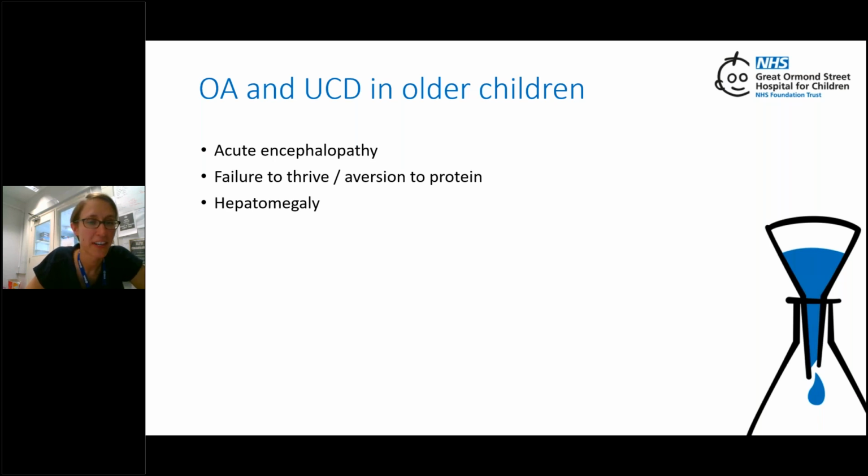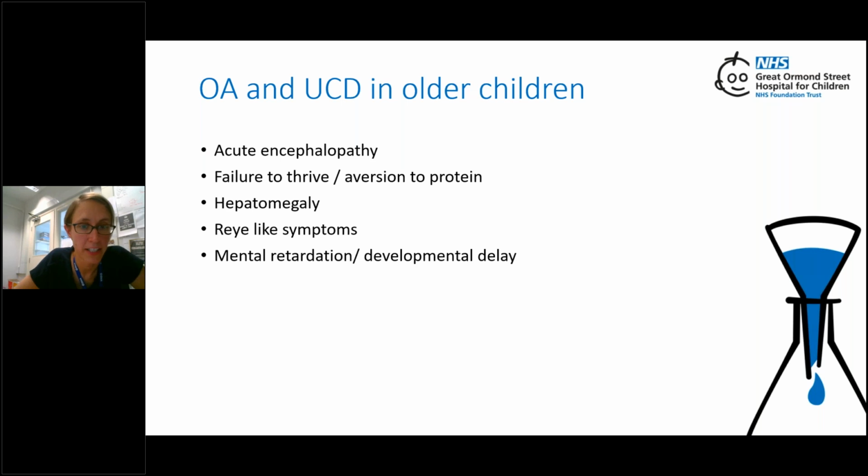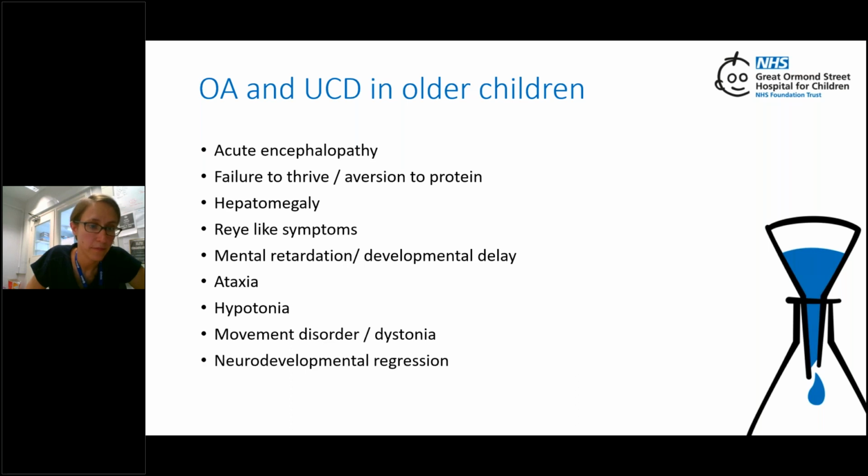Well, we should always feel for a liver anyway, but particularly if you consider any metabolic disorders, feel whether they've got a big liver, because many do. And they can also present with Reye-like symptoms and acute liver failure. They can develop mental retardation or developmental delay. Neurological symptoms are often ataxia, hypotonia, or a movement disorder, and here particularly dystonia. And they can have neurodevelopmental regression, so it's important to take a proper developmental history as well. And they can have seizures and psychiatric symptoms, which I've almost forgotten.